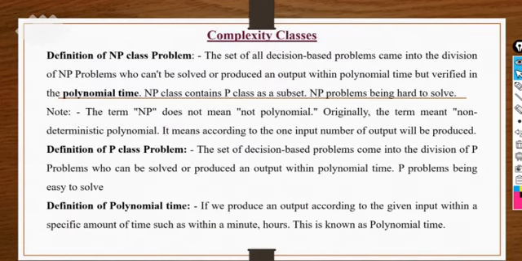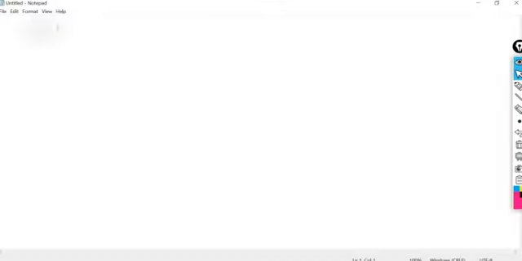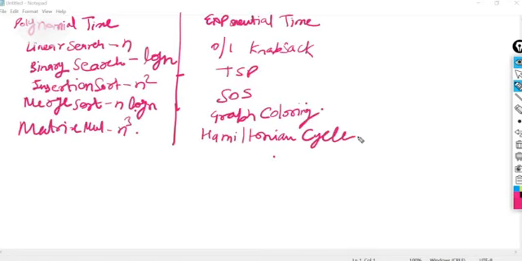Before starting the complexity classes, I want to cover some basics, which you already know, like polynomial problems. There are problems like polynomial time problems and exponential time problems. If we are solving searching problems, like linear search or binary search, in some time like n log n, n square, n cube, n log n.